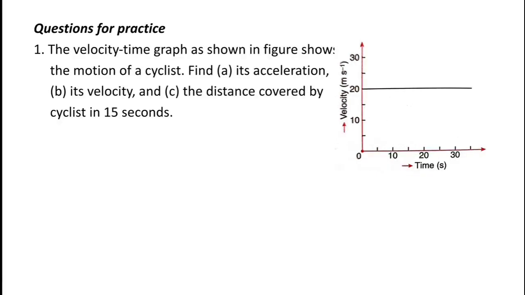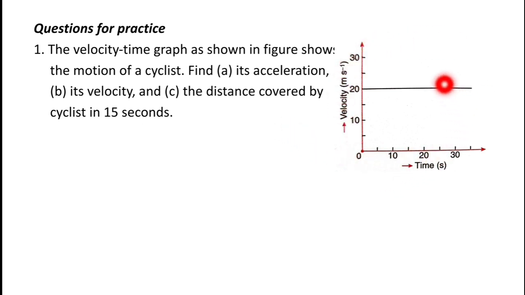Our first question is the velocity time graph as shown in the figure. As you can see, this figure shows the velocity time graph for the motion of a cyclist. With the help of this graph, we have to find the acceleration of the cyclist, the velocity of the cyclist, and the distance covered by the cyclist in 15 seconds.